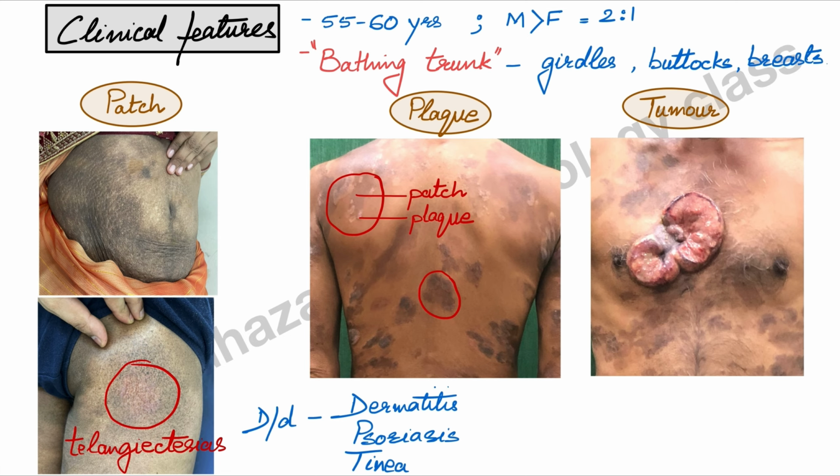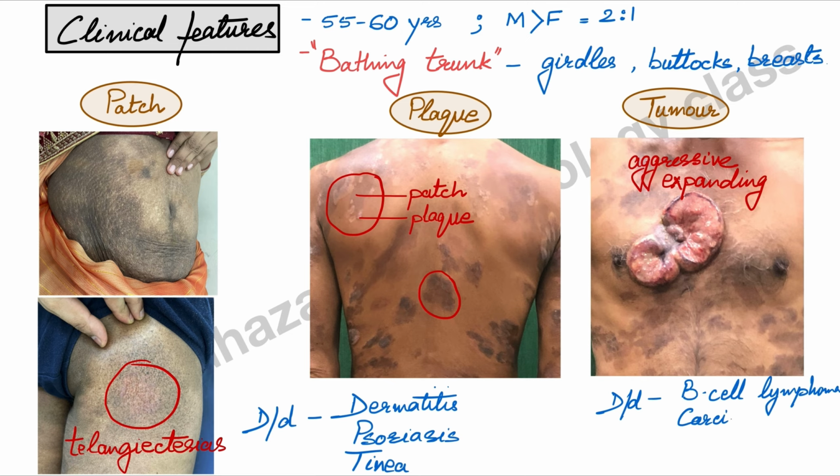Now the lesions may even progress to the tumorous stage. These are aggressive expanding dermal nodules which are initially smooth surfaced, reddish brown, and may ulcerate and get secondarily infected later. Theoretically, it has a predilection for face and flexures, but here we can see it over the chest. It can be confused with B-cell lymphoma, carcinoma cutis, even sarcoidosis, any infections like atypical mycobacterial infection, leprosy, and even leishmaniasis, depending on the background history.